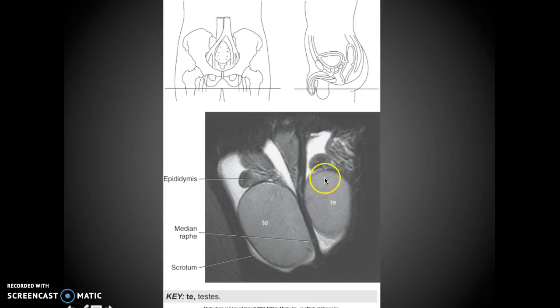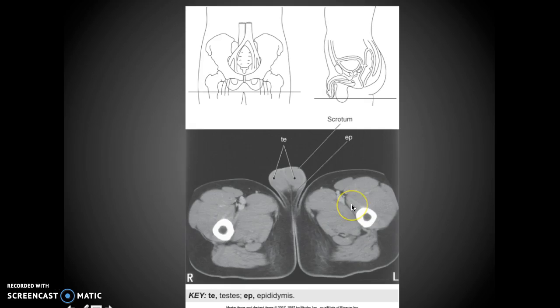This is MRI of the testes, so this is left and right. I mainly wanted you to see how they look on MRI, and this is your epididymis here. Your scrotal sac holds them all together.